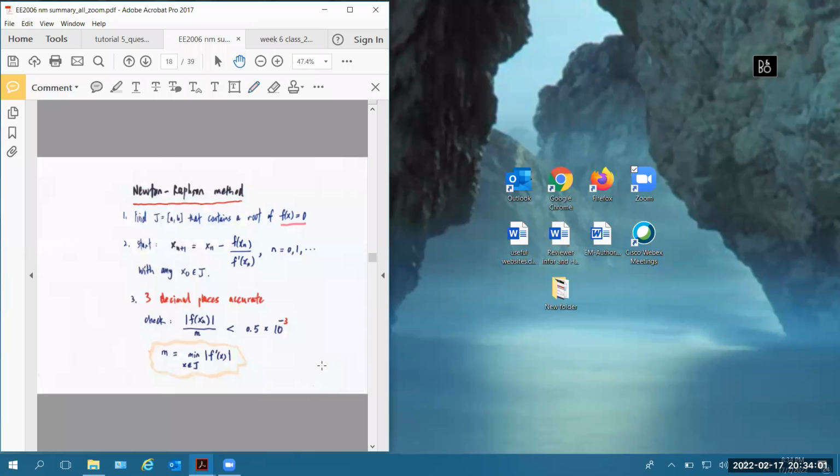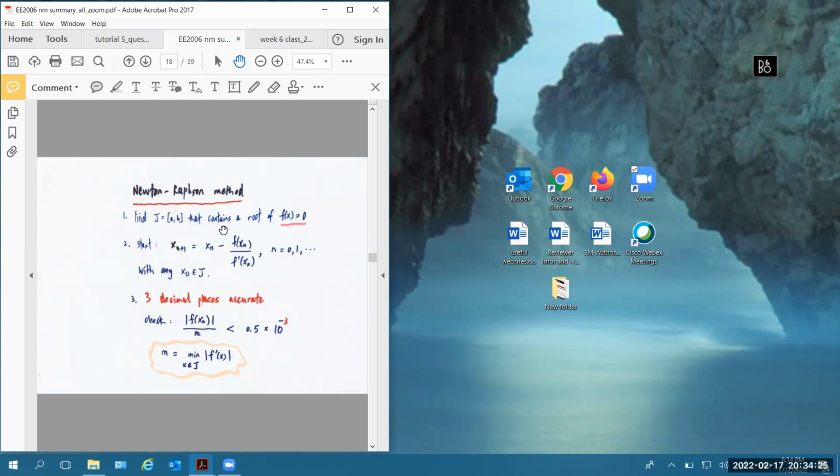So let's look at the second step. Here we just write down the Newton-Raphson method. This formula is called the Newton-Raphson method. x_{n+1} = x_n - f(x_n) / f'(x_n). Just like this. And this formula is inside our exam appendix.